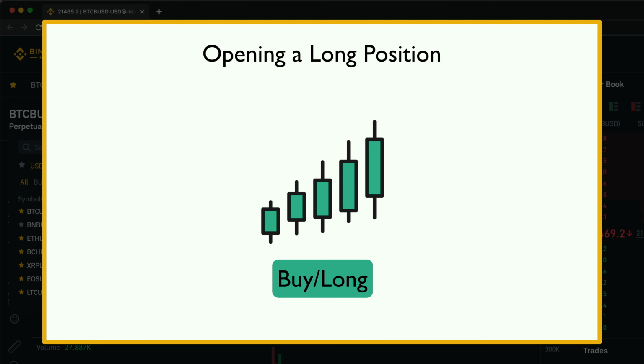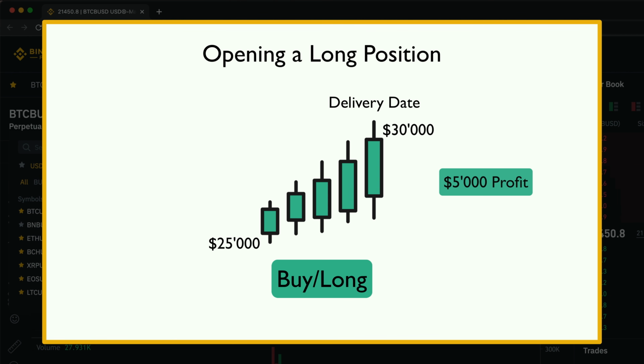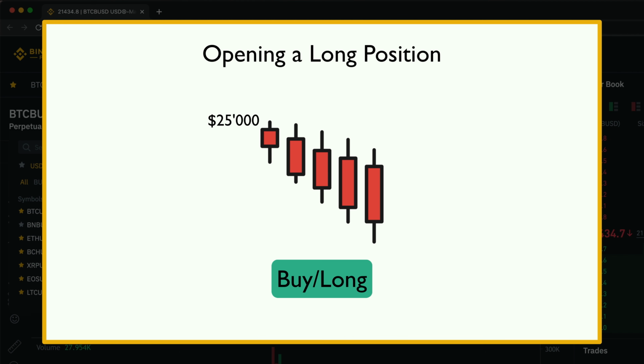So let's say we go long on a future contract for one Bitcoin at a price of $25,000 per Bitcoin. On the delivery date, which is when the future contract expires, we'll have to look at the Bitcoin price to see if we actually made profit or if we've lost money. If at the delivery date Bitcoin is trading at $30,000 per Bitcoin, we've made a $5,000 profit because we have locked in the price of $25,000 per Bitcoin when we entered the futures contract. On the opposite side, if at the expiry date Bitcoin is trading at only $20,000 per Bitcoin, we have lost $5,000.